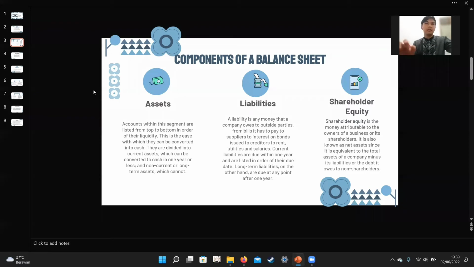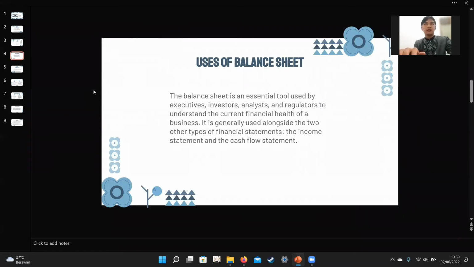The balance sheet is an essential tool used by executives, investors, analysts, and regulators to understand the current financial health of a business. It is generally used alongside the two other types of financial statements, the income statement and the cash flow statement.